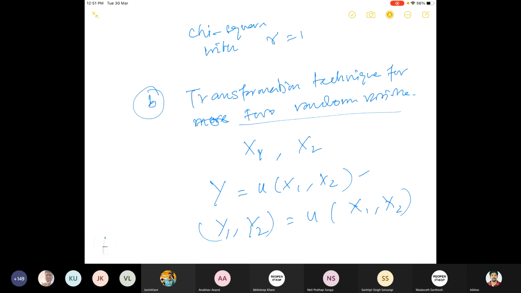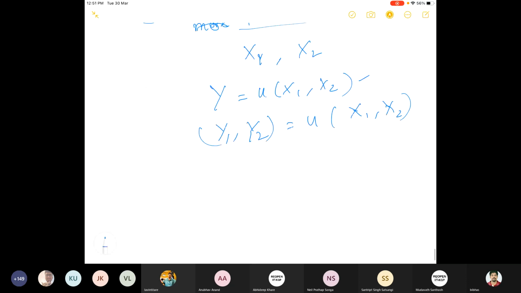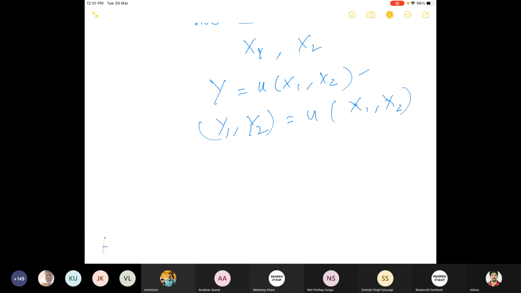If it is a single variable function like y is equal to u of x1, so it's a scalar valued function, let's say x1 plus x2 kind of a thing, then we have to see this case. Since it will be one variable, we can use the theorem for one random variable and still compute the PDF of this y.